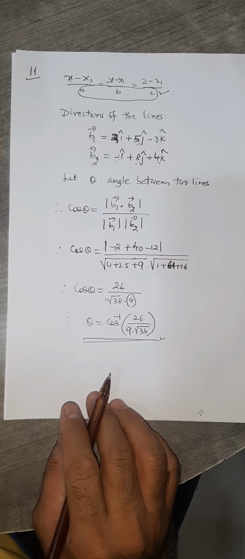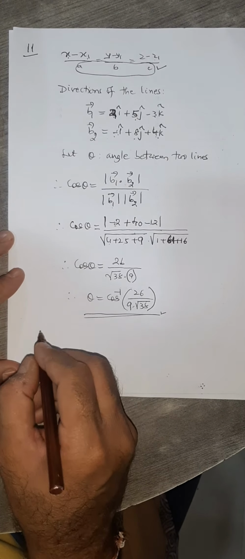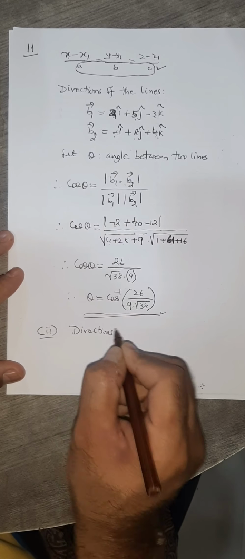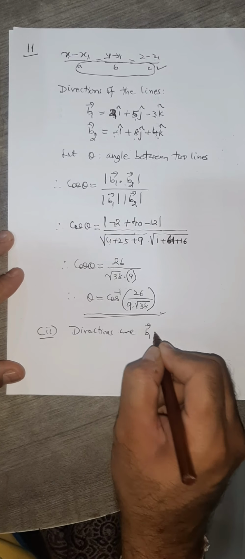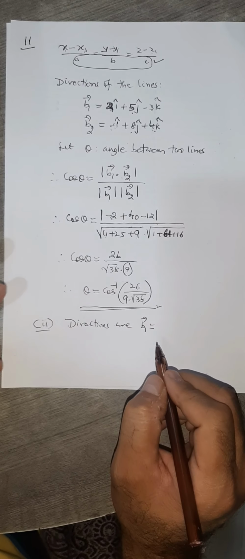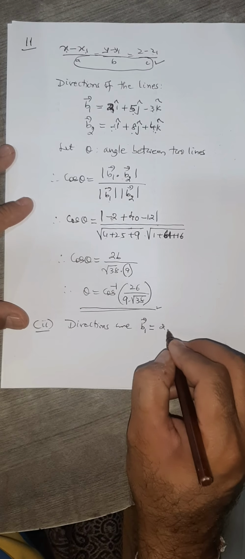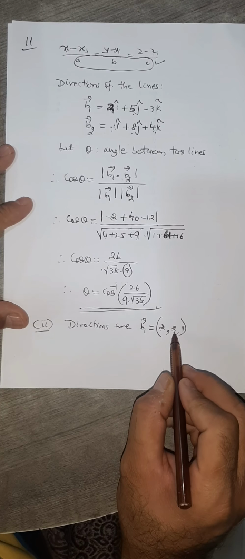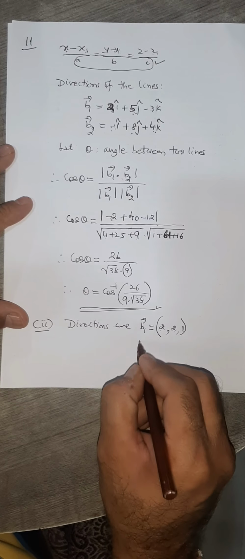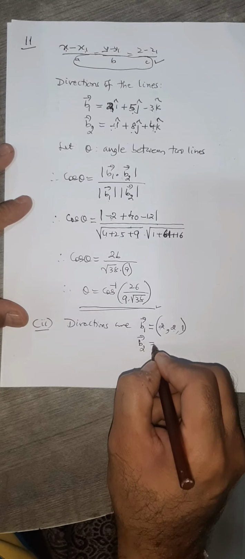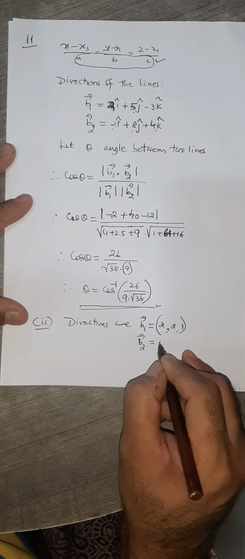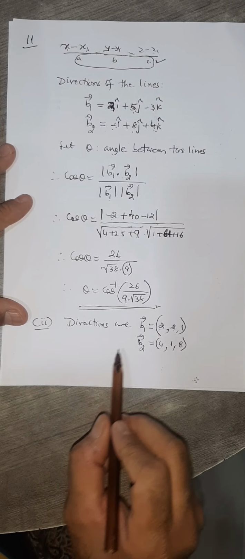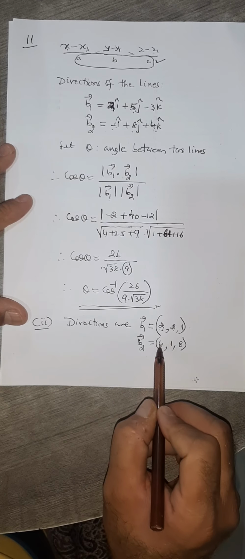Now, as far as the second question is concerned, I'll just write the directions for you. So the directions are: first vector b1, that's the direction of the first line. So you have 2, 2, 1, this is the direction. You can write 2i cap, 2j cap plus k cap. And what's the direction of the other line? That is given by vector b2. What is that? 4, 1, 8.